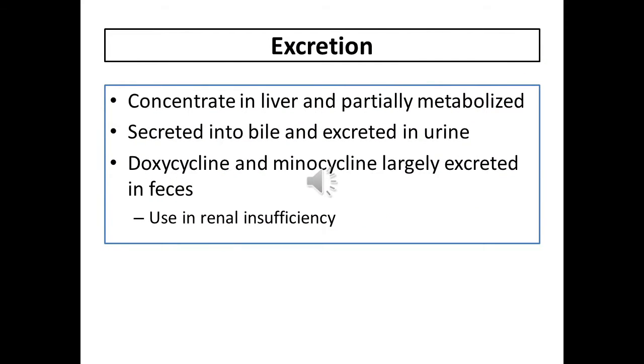Tetracyclines are primarily eliminated by the kidney, although they also are concentrated in the liver, excreted in the bile, and partially reabsorbed through the enterohepatic recirculation. Minocycline is significantly metabolized by the liver. That's why we can use it in renal insufficiency or renal failure.